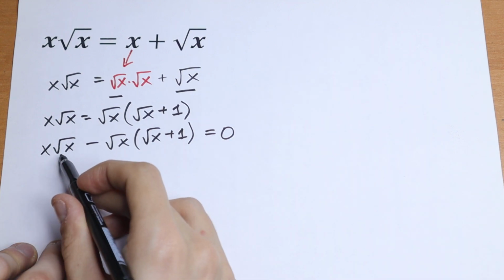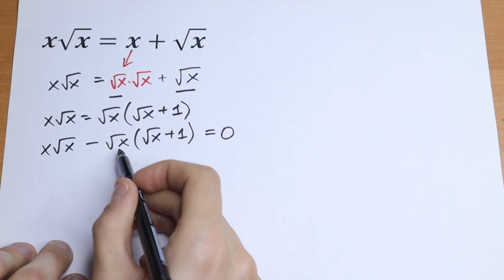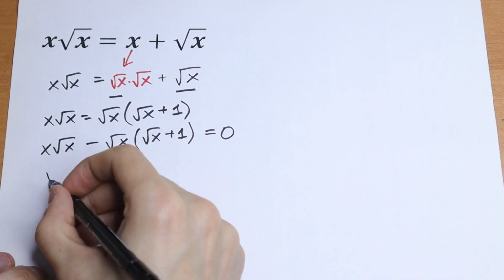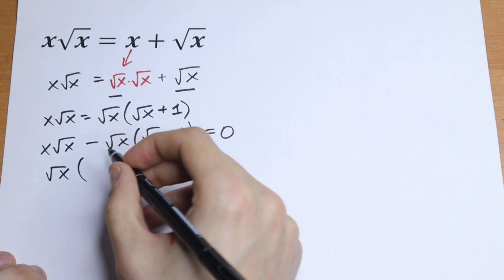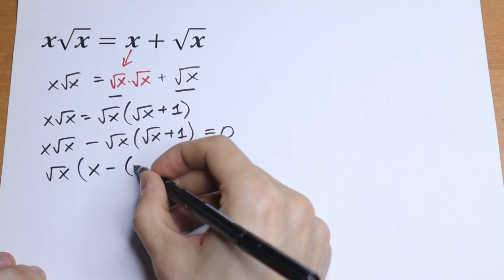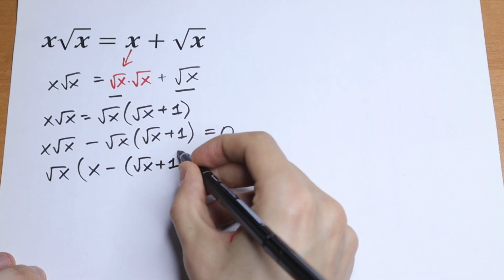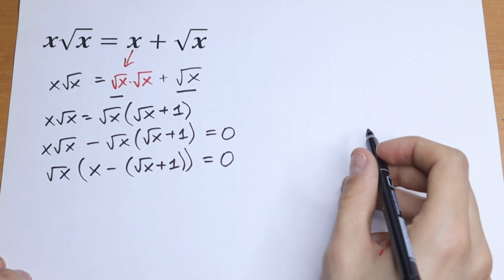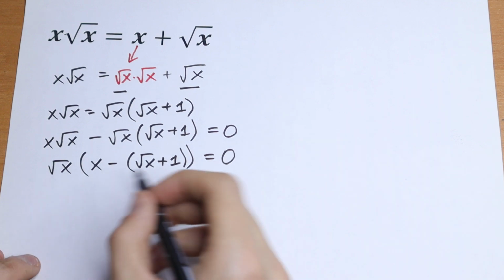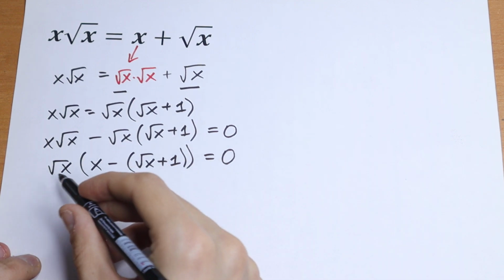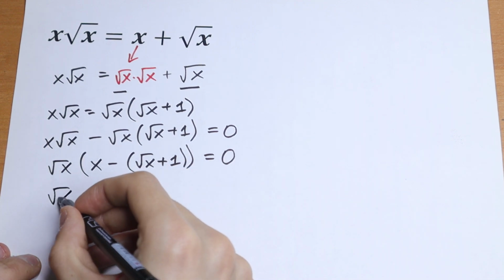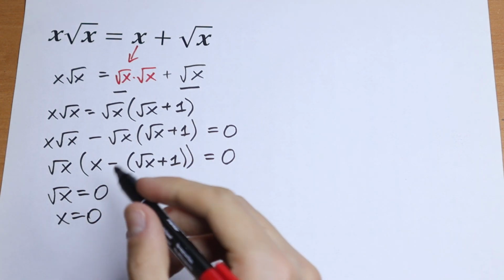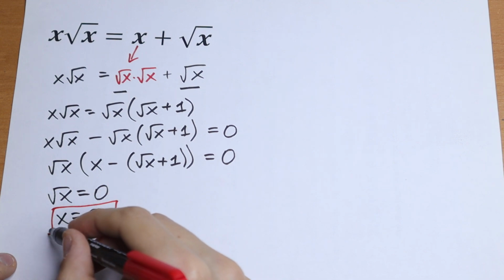So we have square root of x and square root of x right here, and of course we can factor it out as a common factor. So let's do this. We will have square root of x, and in parentheses we will have x minus square root of x plus 1, equal to 0. Really good case right now because we have a product, and the first root is clear: square root of x equal to 0, and x equal to 0. So this is our first root of this equation.